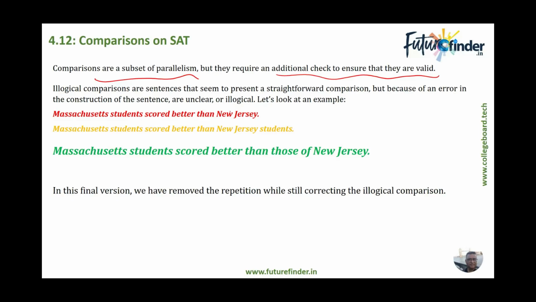Massachusetts students scored better than New Jersey. Great. We are talking about Massachusetts students, part A, and New Jersey, part B. But Massachusetts students are not equal to New Jersey. They have to be compared to New Jersey students, to say the least. So this comparison is illogical, and this sentence is incorrect. A better way of writing this would be: Massachusetts students scored better than New Jersey students.